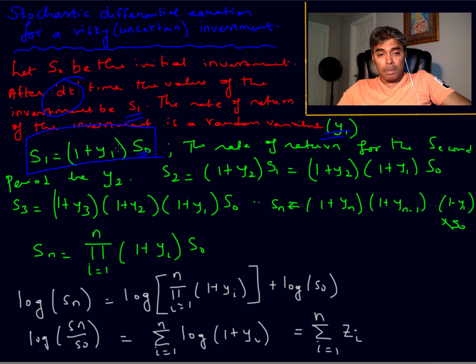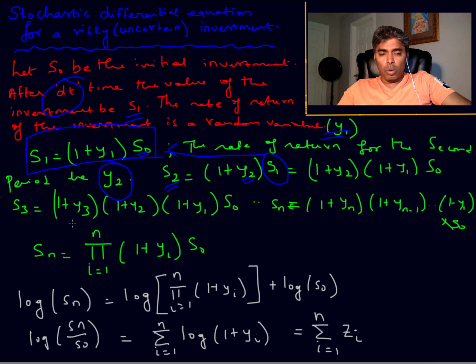If you take the same approach for the second period, the rate of return is going to depend upon a different random variable, which I named y2. So at the end of the second period, S2, the value of the investment is going to be 1 plus y2, the random variable for the second period, times the value of the investment after the first period. Substituting S1 from here, we get S2 is equal to 1 plus y2 times 1 plus y1 times S0.